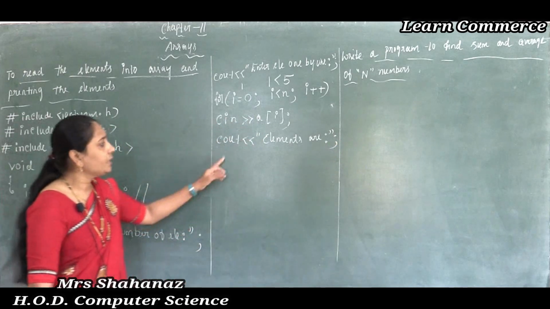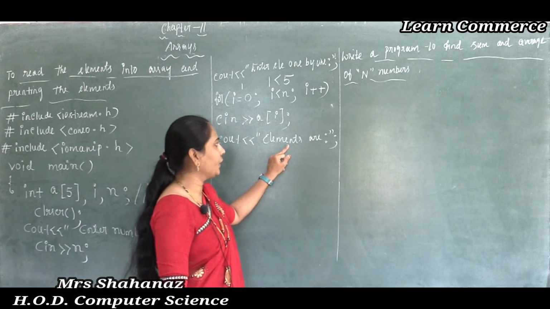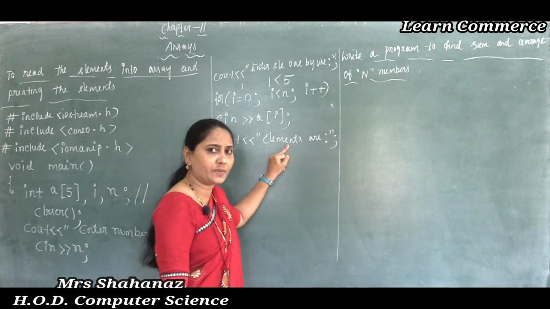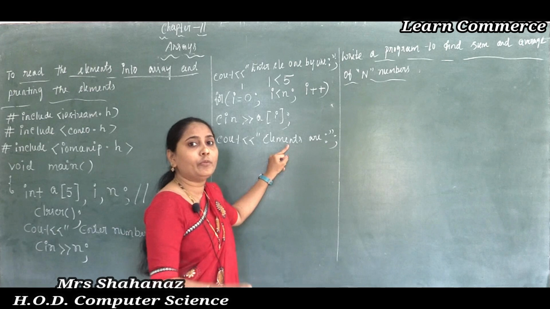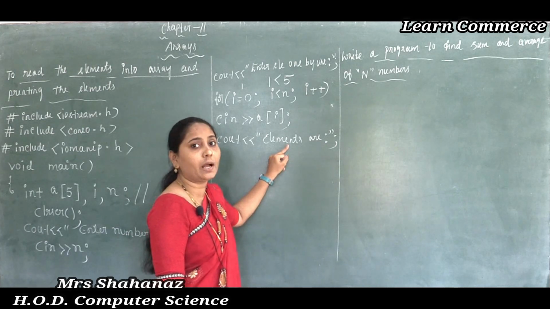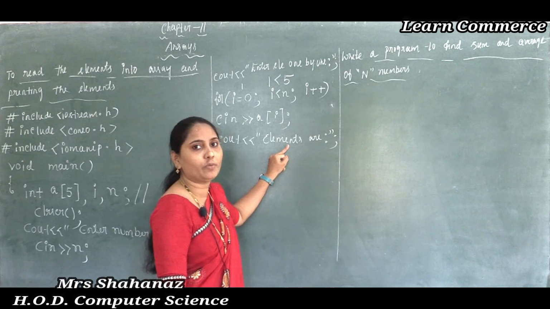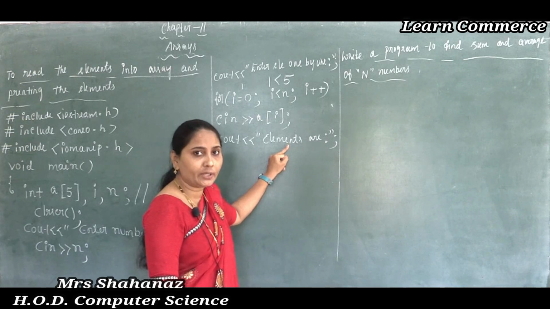So later this cout "elements are", I used by using the double quotation. As we know, with the double quotation the message is going to be displayed, without the double quotation, whatever value we provide to the variable, such value is going to be displayed here.